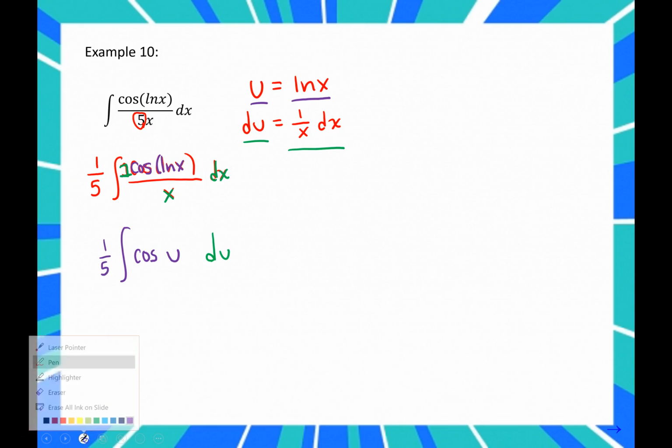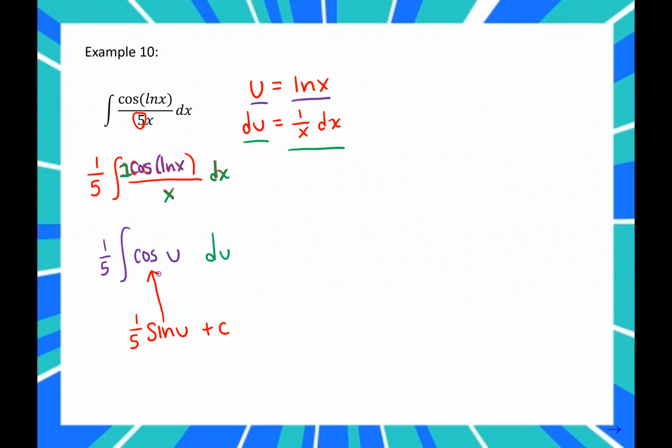All right, integrating this, I know I get sine of u plus c, and then I'm going to throw my 1/5 back in there. Because remember, the derivative of sine is cosine. And my last step, just like we're used to, is going to be to plug back in that u value. So I'm going to have 1/5 sine of ln x plus c.